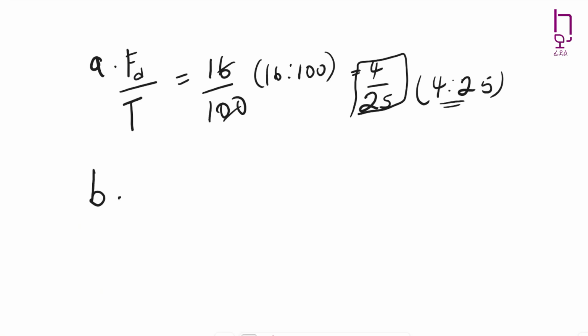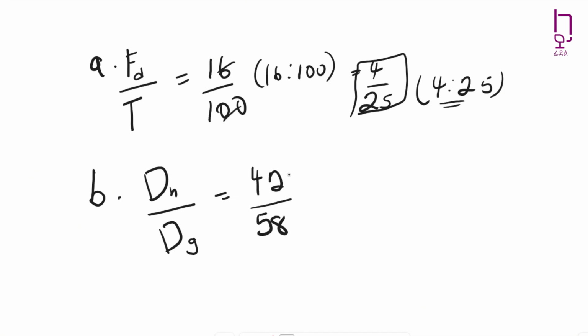And B says, what's the ratio of diploma holders to degree holders in the school? So you look at diploma holders over degree holders. The number of diploma holders is 48, and the number of people who hold a degree is 58. If you simplify this, it becomes 21 over 29. So the final ratio will be 21 to 29.